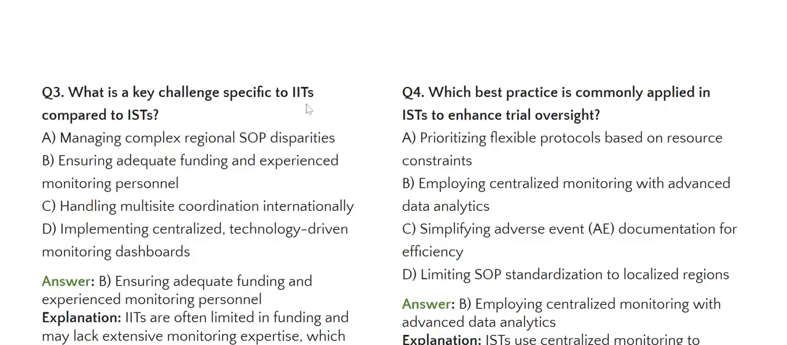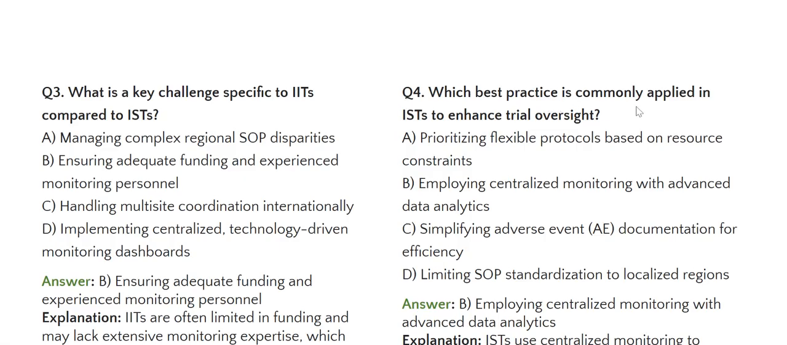In the investigator-initiated trials rather than in the industry-sponsored trials. So within the four choices, the most significant one is B, ensuring adequate funding and experienced monitoring personnel, as IITs are often limited in funding and may lack expensive monitoring expertise, which can delay trial progress and result in inconsistent data capture if not managed strategically. Question 4.